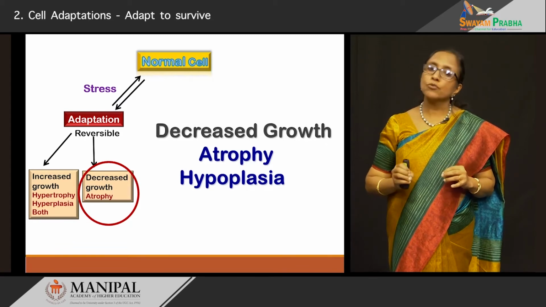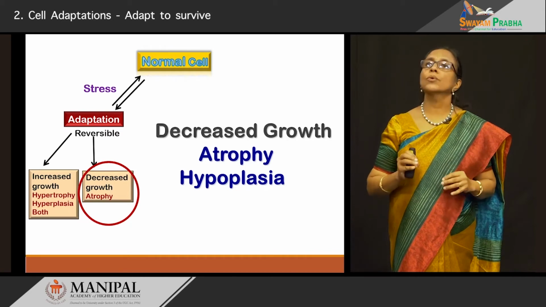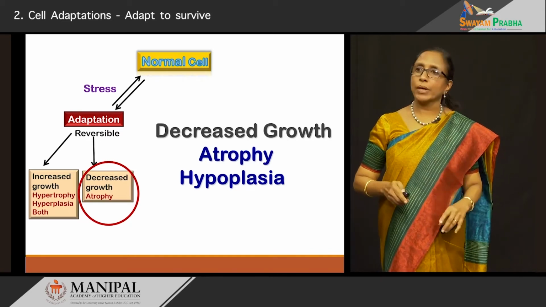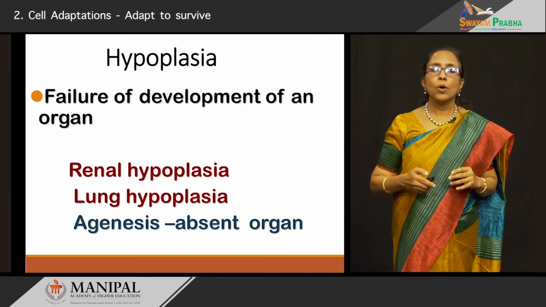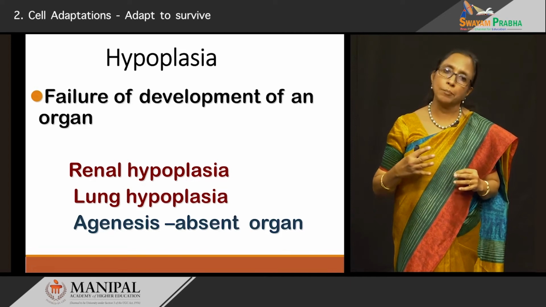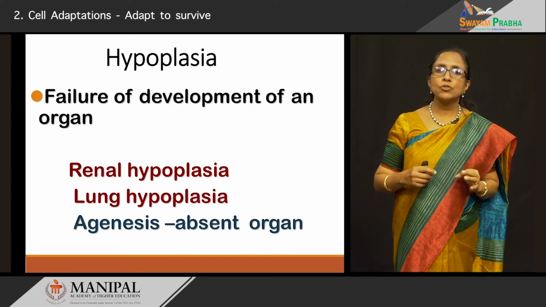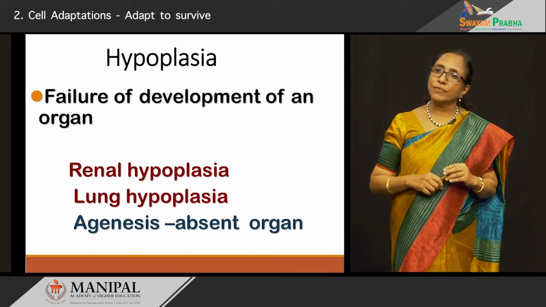I would like to introduce one more term here, that is hypoplasia, which is also decreased growth. We will look at these two terms now. Now, what is hypoplasia, or where do we usually use this word hypoplasia? It is used when we say that there is failure of development of an organ.